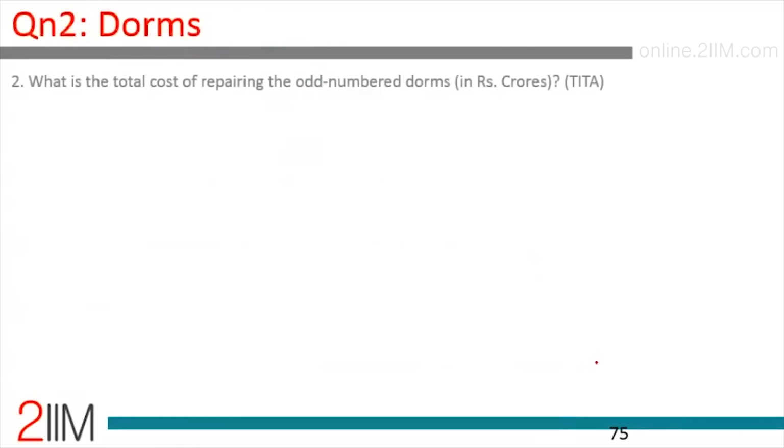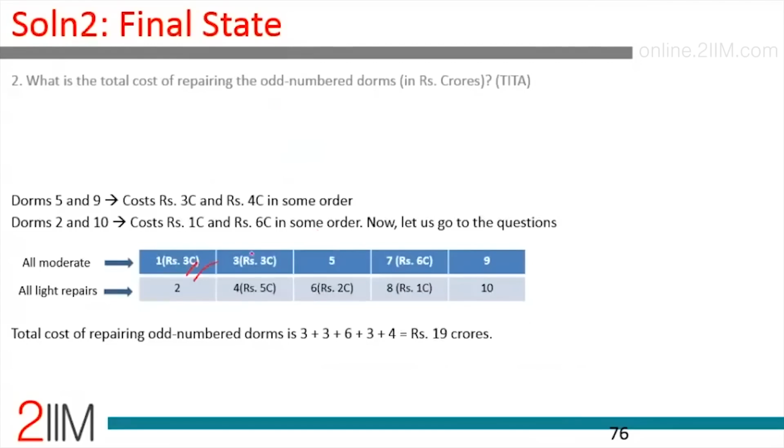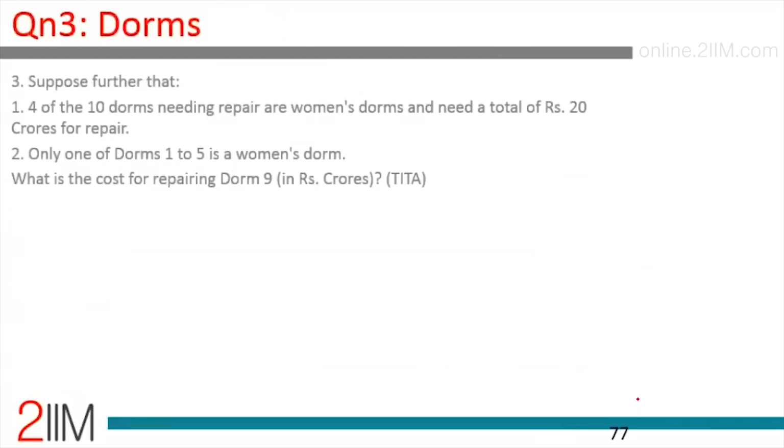What is the total cost of repairing odd numbered DOMs? This is simple. We have a 3, 3, and 6 in already. This is 12 crores. We also know that 5 and 9 should be 3 and 4 in some order. We don't know which one is 3, which one is 4, but it should be 3 and 4. 12 plus 7, 19 crores. Right, so we know that 5 and 9 should be 3 and 4 in some order, so we are through.